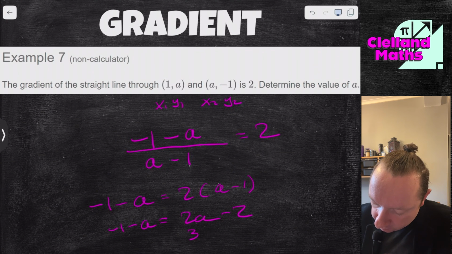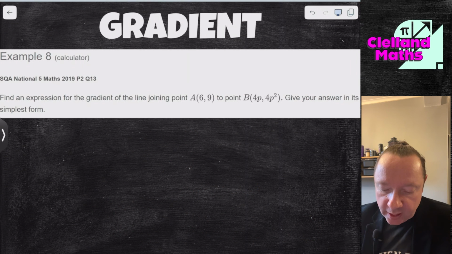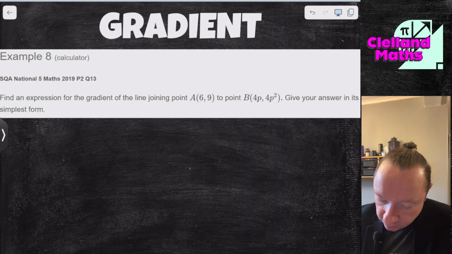Add in a, we get 3a on this side. Add in 2, we get 2 minus 1 is 1. And therefore, a equals 1 over 3. And we're done there. SQA National 5 Maths 2019, Paper 2, Question 13.